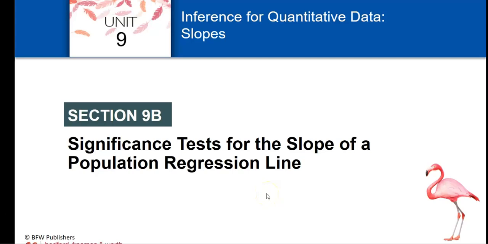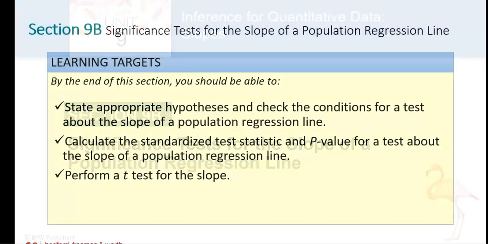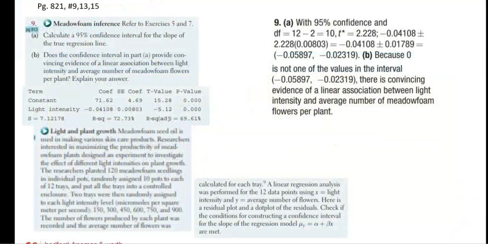Okay, so part B is now about significant tests for slope. In part A, we did intervals for slope, and now it's tests for slope. This is the homework.